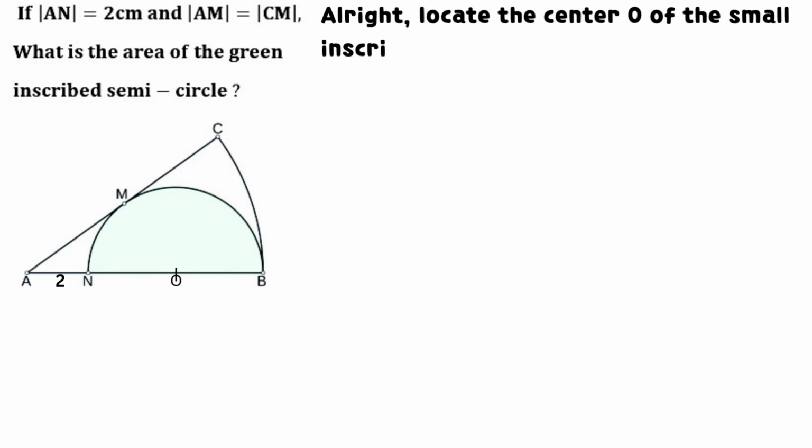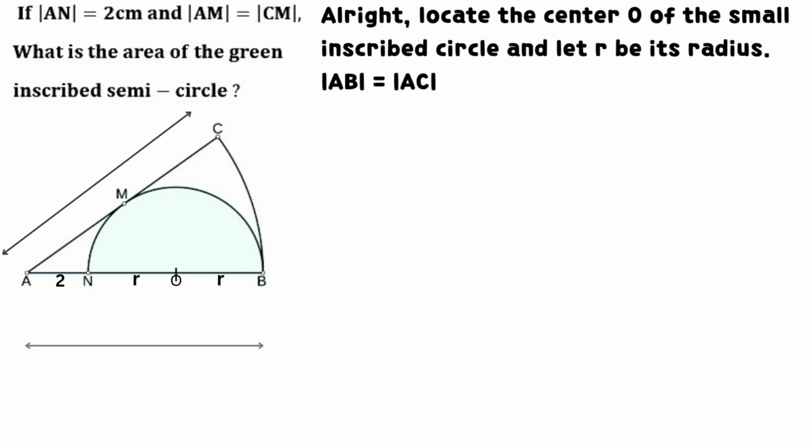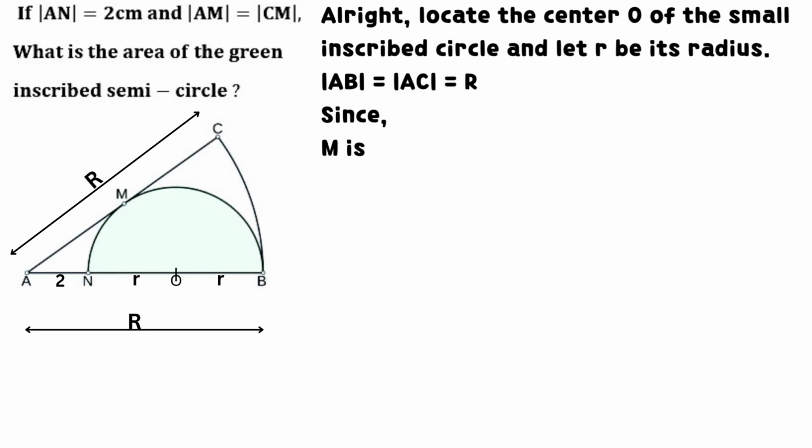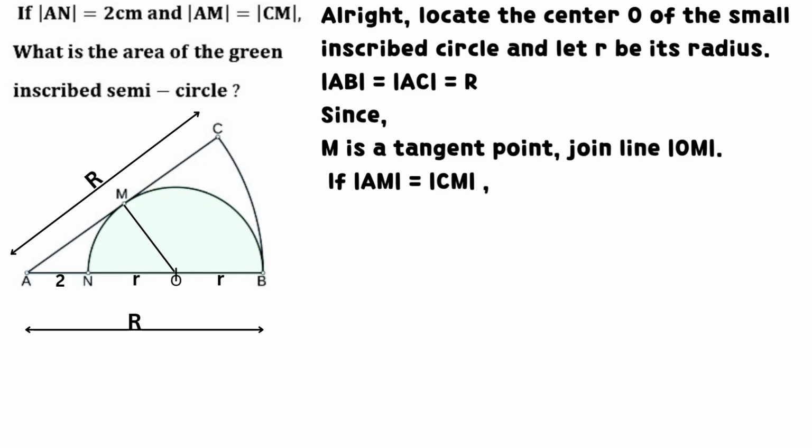Alright, locate the center O of the small inscribed circle, and let r be its radius. Length AB equals length AC, which equals r. Since M is a tangent point, join line OM. If length AM equals length CM, then length AM equals half the length AC, which equals half of r. The result is equal to length CM.